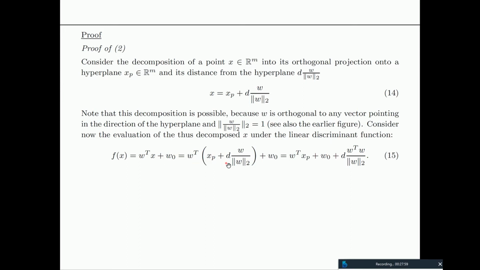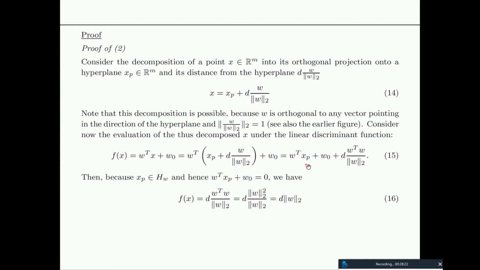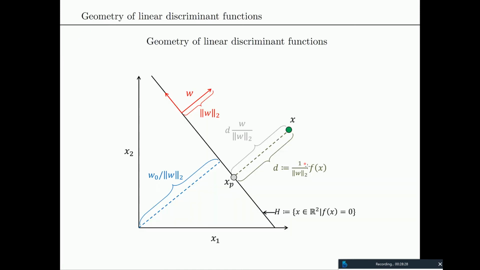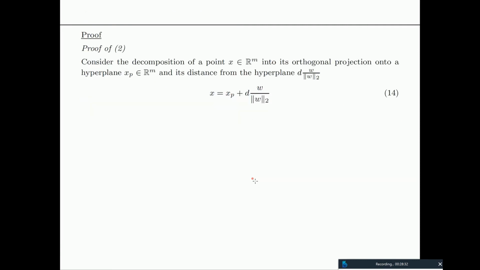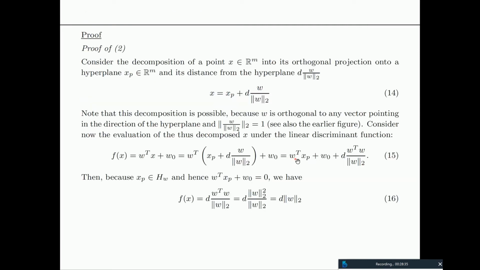So we do w^T x_p, that's this, and then we have w^T w divided by the norm, and this plus w0, so the bias. I put it here in the middle to confuse myself. But I think the reason why I put it there is that you get to see that this is again the same thing. Namely because x_p is a point on the hyperplane. So for w^T x_p plus w0, this comes out 0 because it's a point on the hyperplane, and the hyperplane is defined by the fact that the function f comes out 0.